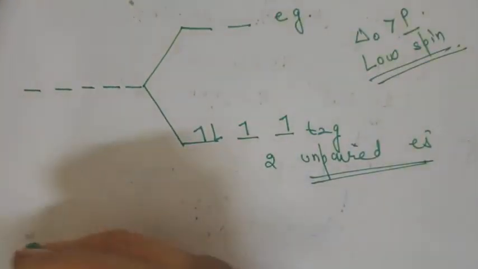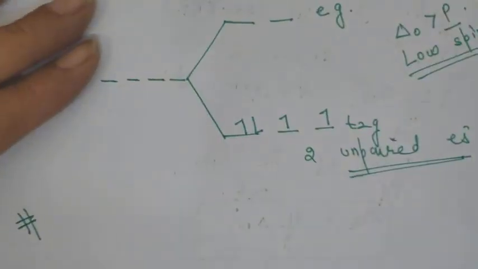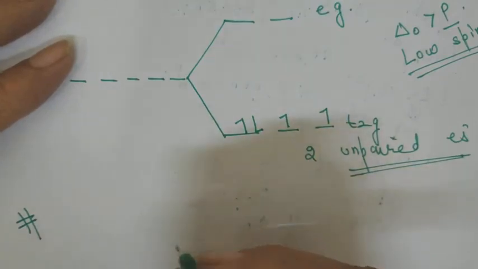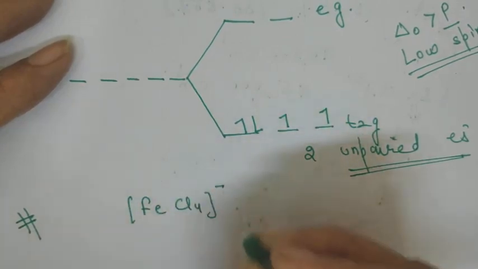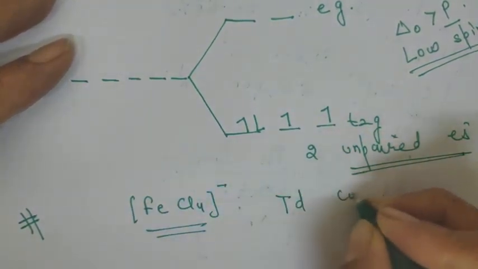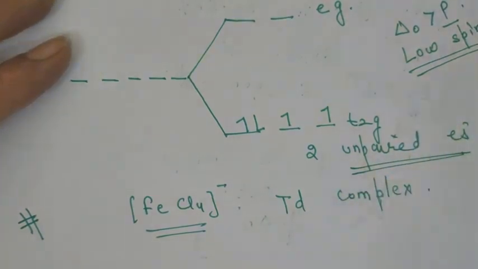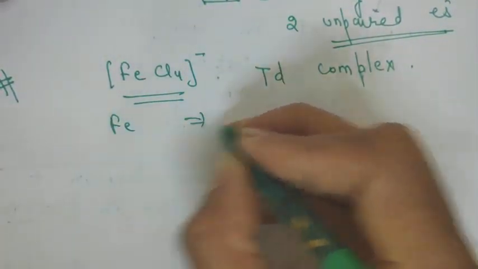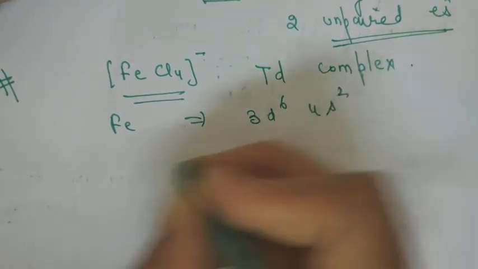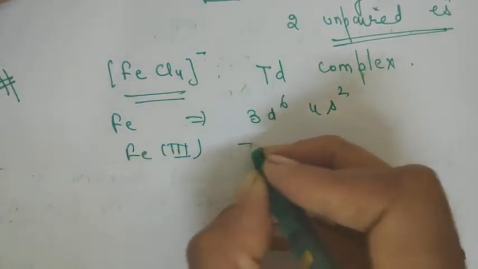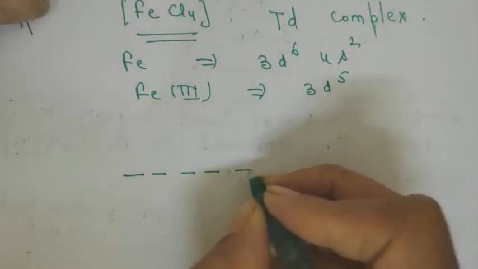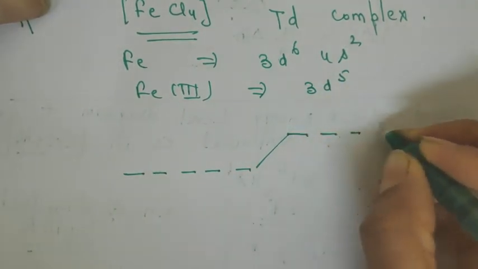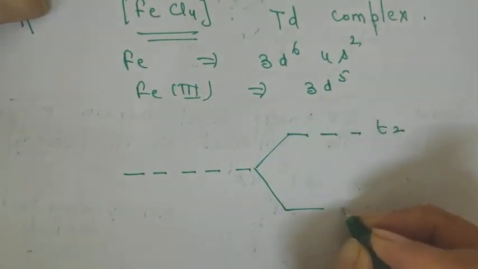A question can come like this: draw the energy level diagram on the basis of CFT and predict the number of unpaired electrons in FeCl4 negative ion, which is a tetrahedral complex. So you know the configuration of iron is 3d6 4s2. Iron is present in 3 oxidation state, so it will be 3d5. Splitting in the case of tetrahedral complex is like this. This is T2 set, this is E set.